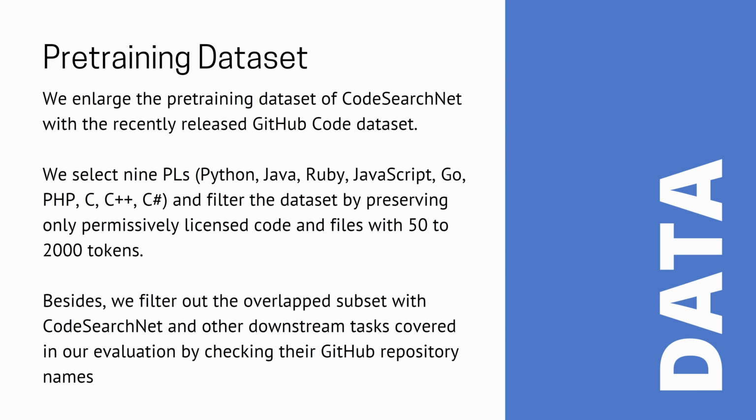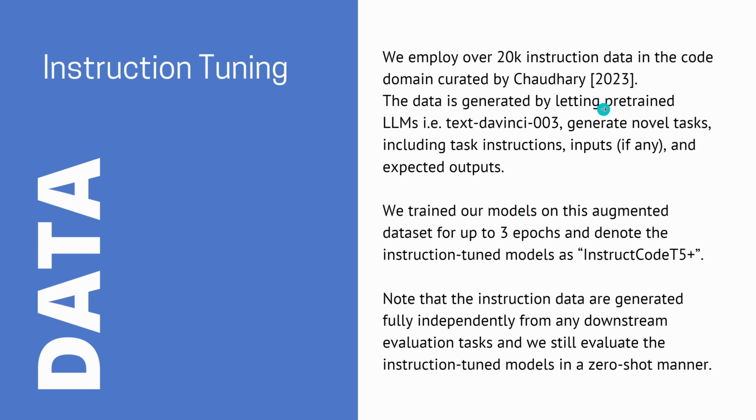So here we go. What is the data? Now in the pre-training data set, they enlarged the specific set that they used with a recently released GitHub code dataset. This is now available on Hugging Face. This is fantastic. They select 9 programming languages: Python, Java, Ruby, JavaScript, Go, PHP, C, C++, and filtered the dataset only by permissively allowed licenses and files with 50 to 2000 tokens. They cleaned the dataset.